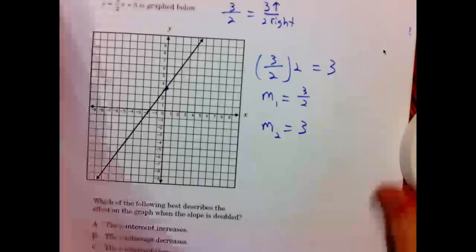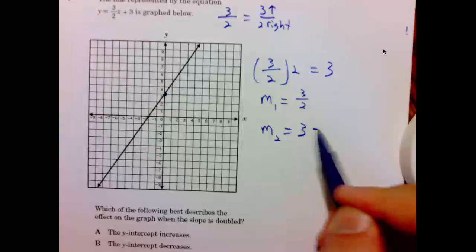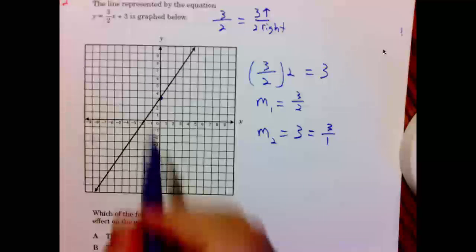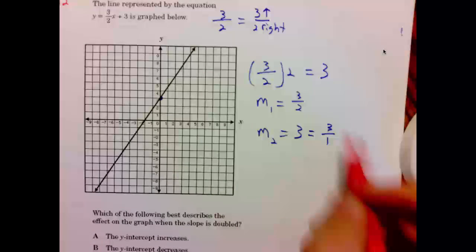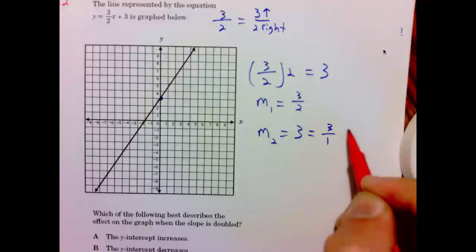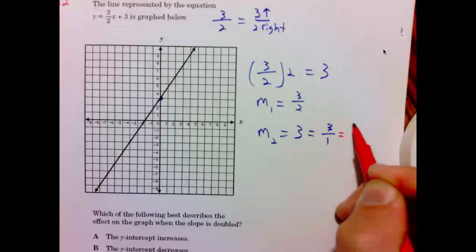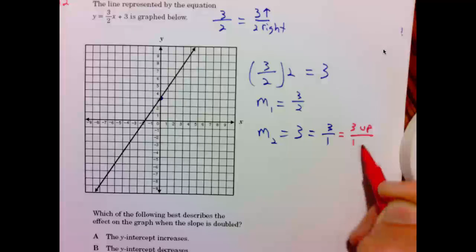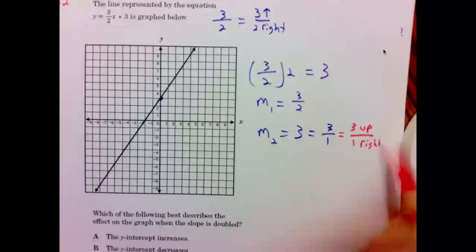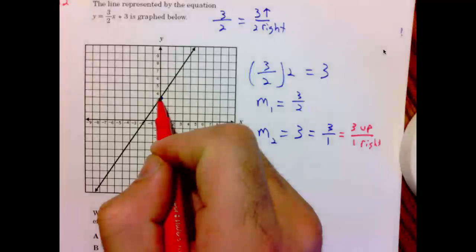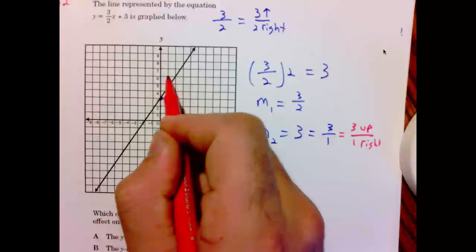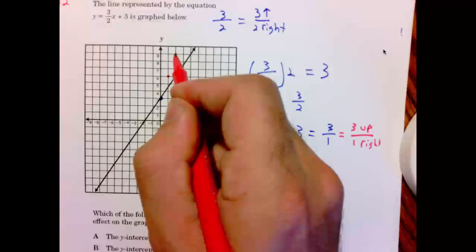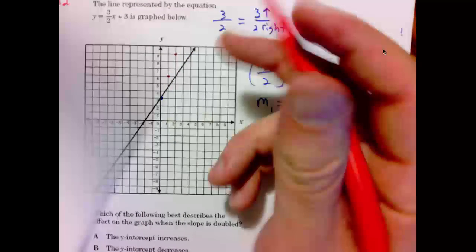What's going to happen to the line? Well, we know 3 is 3 over 1. Let's keep our same y-intercept and let's use this new slope of 3 over 1 to draw a new line. This is 3 up and 1 right. Rise over run. From this point, 1 right, 1, 2, 3 up. 1 right, 1, 2, 3 up. Now we have our new line.